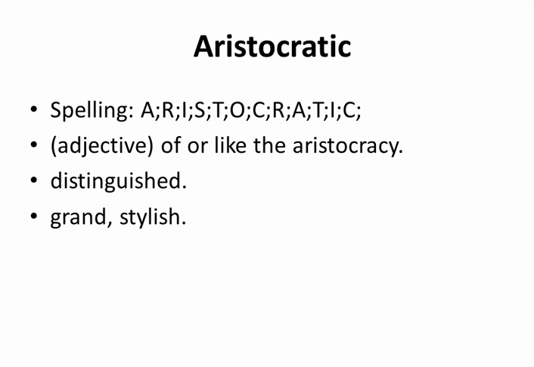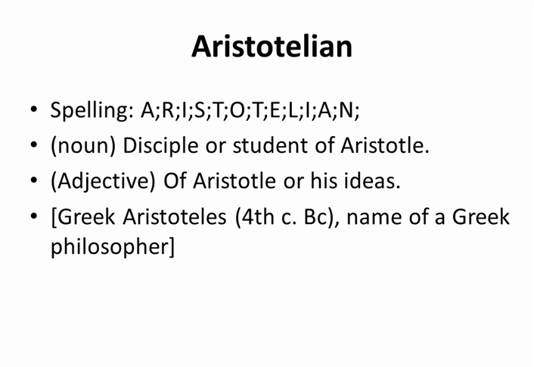Aristocratic. Spelling: A R I S T O C R A T I C. Adjective: of or like the aristocracy. Distinguished. Grand, stylish. Aristotelian. Spelling: A R I S T O T E L I A N. Noun: disciple or student of Aristotle. Adjective: of Aristotle or his ideas. Greek Aristoteles, 4th century BC, name of a Greek philosopher.